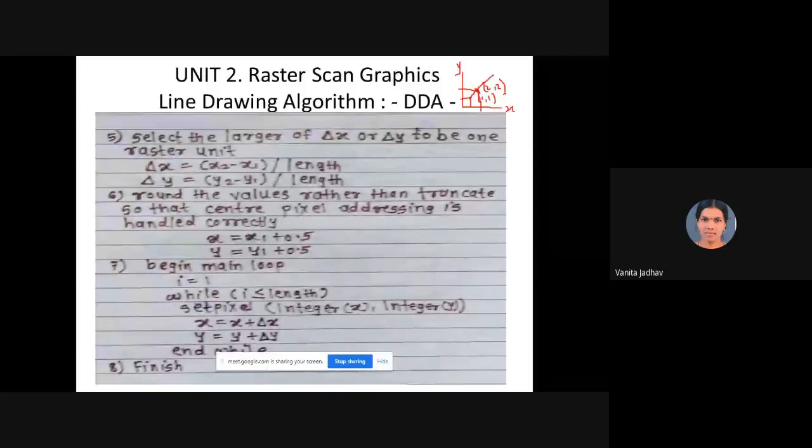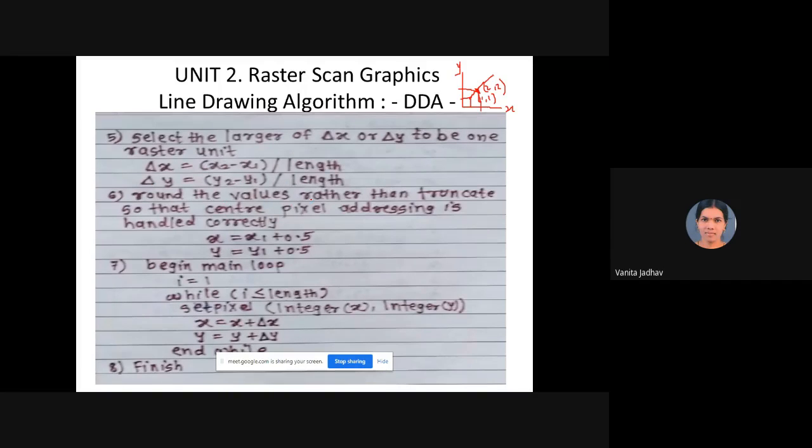Yes, ma'am. So while we are calculating the next pixel, we are taking the previous pixel into consideration. With respect to the previous pixel x and y, we are adding some values. And what are these values? These values are nothing but delta x and delta y. So we add delta x and delta y to the previous point, and then we calculate the next point. For that purpose, we are taking delta x and delta y. So here in the fifth step, we are calculating delta x and delta y with the help of these formulas.